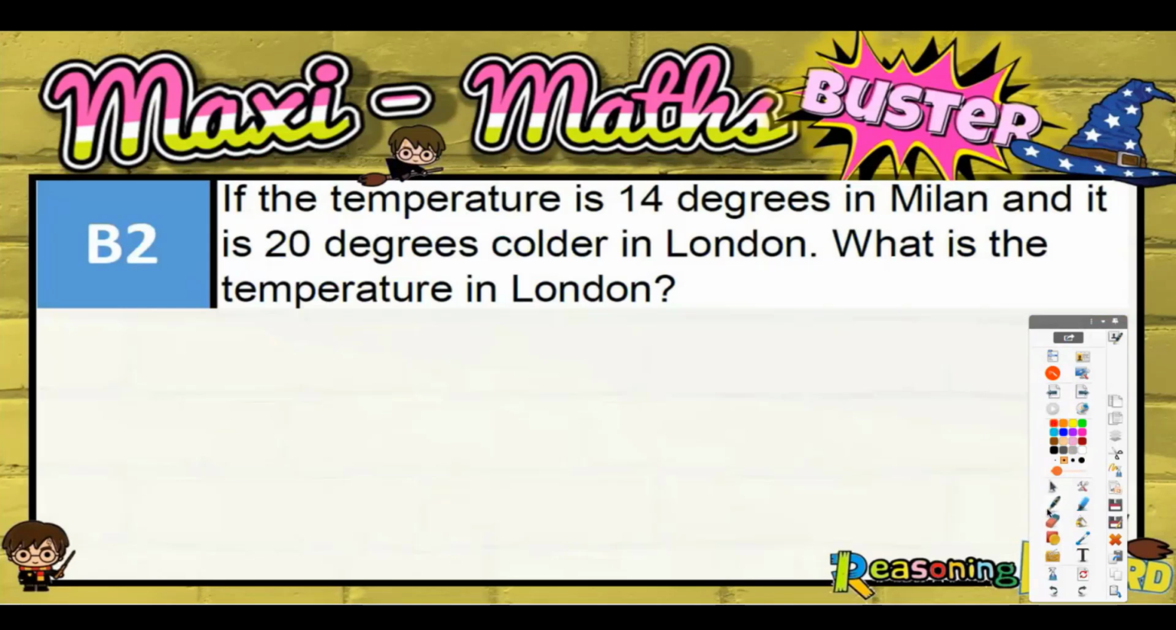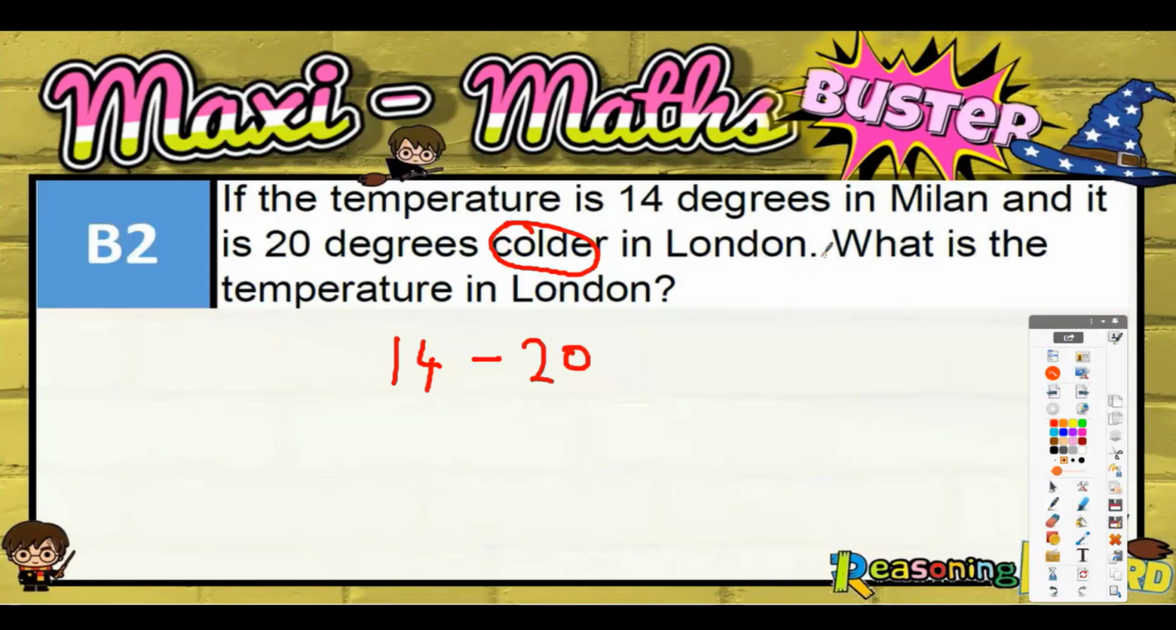Question two. If the temperature is 14 degrees in Milan and it is 20 degrees colder in London, what is the temperature in London? So what we're essentially doing is we're starting with 14 because it is colder. We are going down 20, which means we are minusing 20.